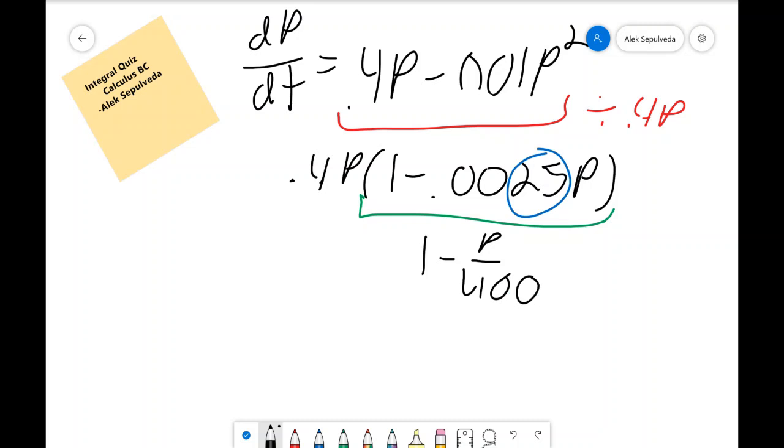And this matches our original expression in a way that the inside shows us our given carrying capacity, 400. So there's your answer.